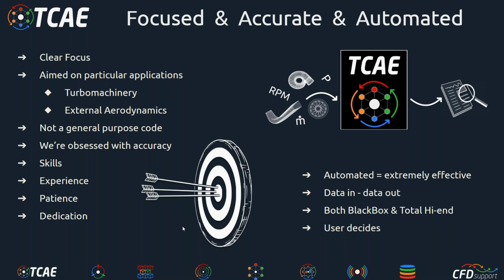TCAE is best for turbomachinery applications and for external aerodynamics. It's not a general purpose code. It's focused on specific applications where it can be really great because it's focused. It's not aiming at everything. The aim is very narrow, and it allows TCAE to be accurate, and it can be well automated, and it is well automated.